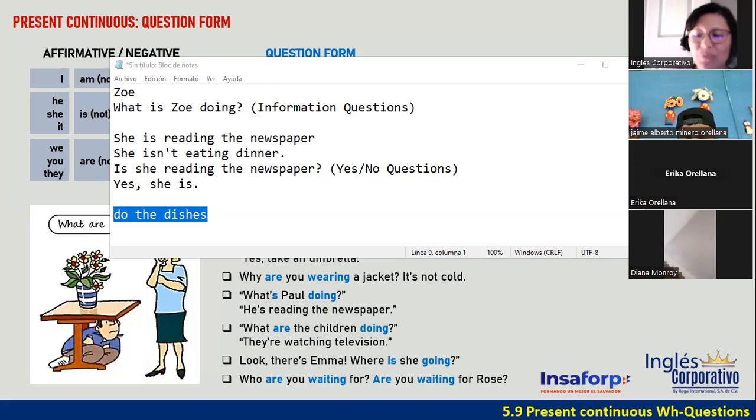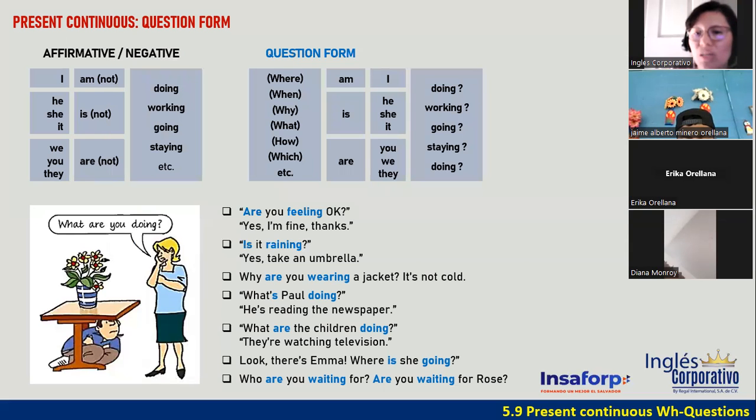Muy bien. Okay, perfect. So let's go ahead and continue here. So good job. Right, those were the sentences. Esa estaba más completa que la anterior, ¿verdad? Estaba súper, súper bien. And we're going to continue here. Now, todo eso que ustedes acaban de escuchar, en el caso de Diana y en el caso de Jaime, que no participaron, pero sí escucharon, ¿verdad? Vamos a ver aquí la forma en la que Erika estuvo trabajando, ¿verdad?